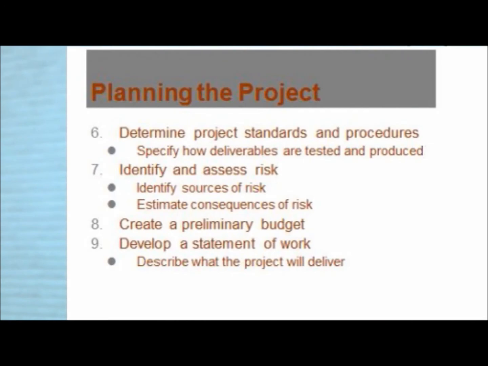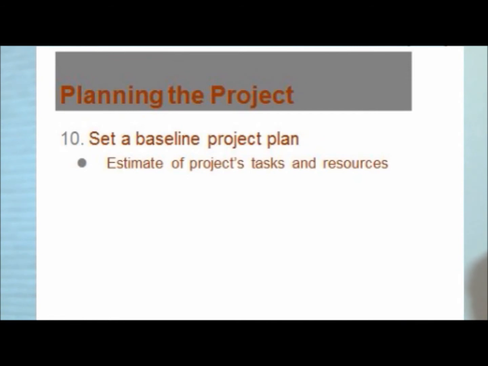And then this number 9 actually is a statement of work. And a statement of work is where you lay out the steps that you're going to take to complete the project. And so those are 6, 7, 8, and 9 when it comes to planning the project. And then on 10, we have a baseline project plan where we estimate the project's tasks and resources. So it's kind of just pulling everything together at the end. Actually come up with a plan for how you're going to get this done. Now remember, we're only in the planning phase at this point. So we've done the initiation and moved on to planning.